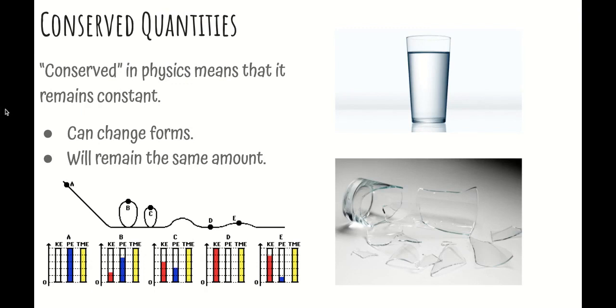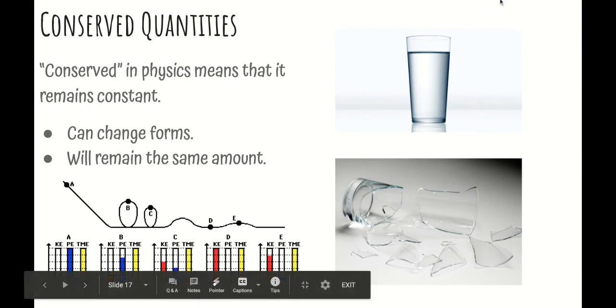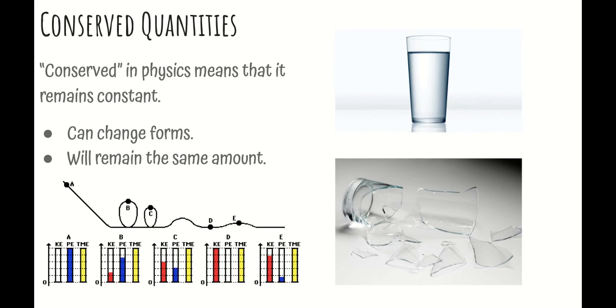So for your conserved quantities, conserved just means that it is staying consistent, okay? So if you have conserved quantities of energy in different states, it means that you are balancing that out. Your total energy should always be a sum of your potential and kinetic energy. So it can change forms, but you'll always have the same amount.